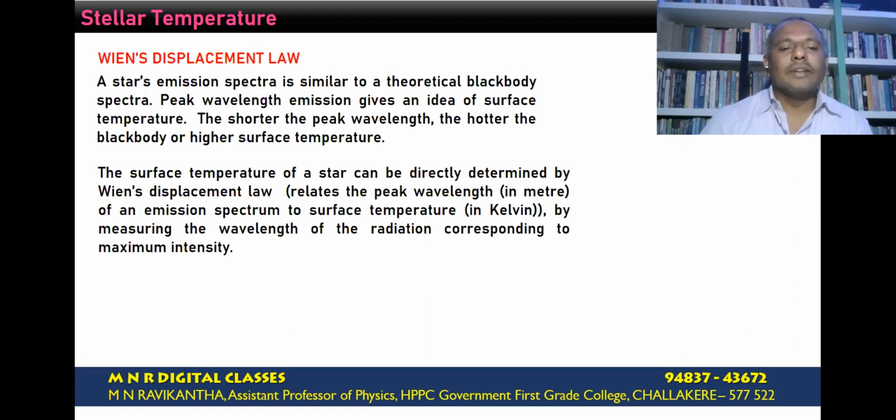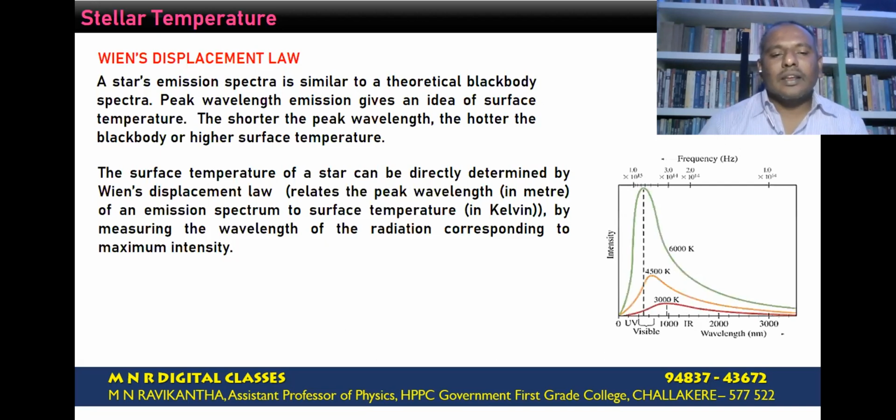The surface temperature of a star can be directly determined using Wien's displacement law, as this law relates the peak wavelength of the emission spectrum to surface temperature. So, by measuring the wavelength of the radiation corresponding to maximum intensity, you can find the surface temperature of the star. Now, this law can be understood by using this simple plot.